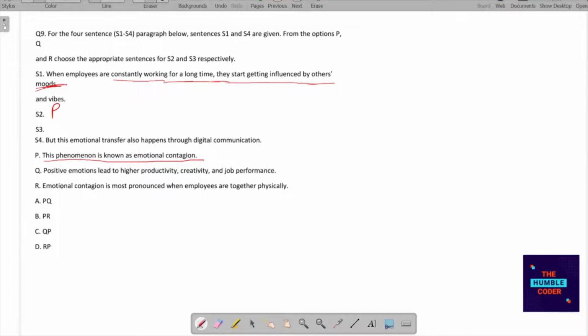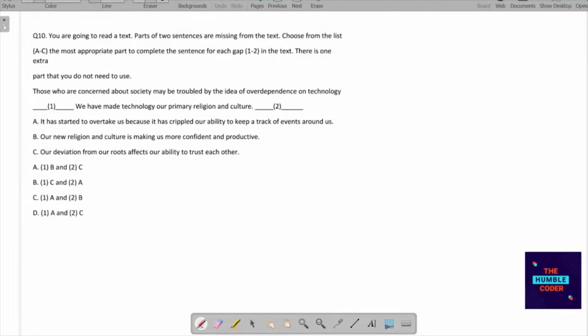So let's read the last one again. Emotional contagion is most pronounced when employees are together physically, but this emotional transfer also happens through digital communication. So when we read both of them, R seems to be a much more perfect fit in this case. That's why we will put R over here. So the correct option that we will get is P and R. So the correct answer for this question is option B. Moving on to the next question.